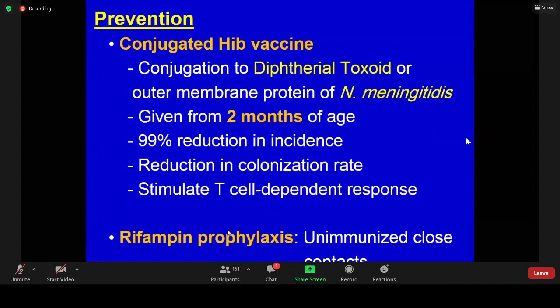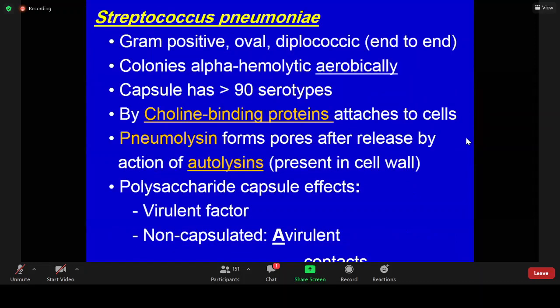Rifampicin can be given to the contacts of the patient. Remember, rifampicin can be used for prophylaxis. If you get a question, what is the prophylactic antibiotic that you give to contacts of the patient who are unimmunized, it will be rifampicin. Next lecture, inshallah, we will continue with Streptococcus pneumoniae.